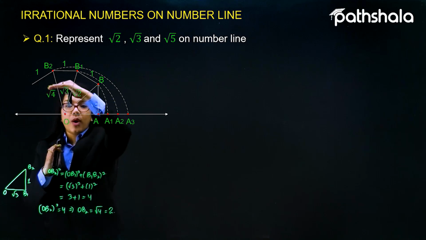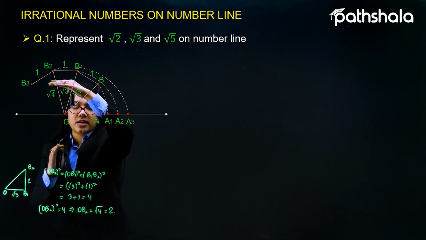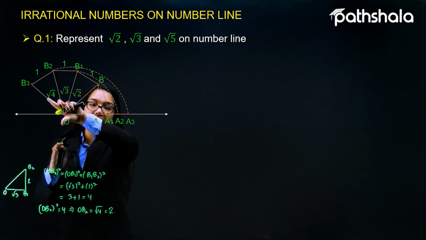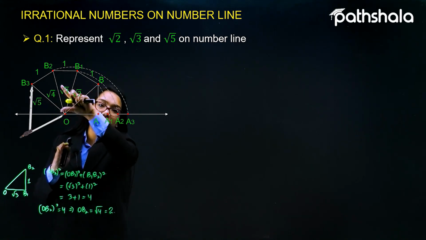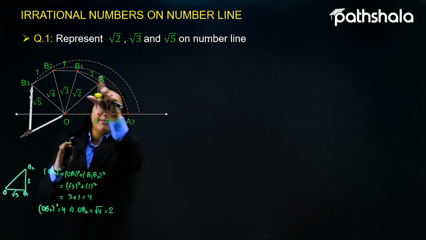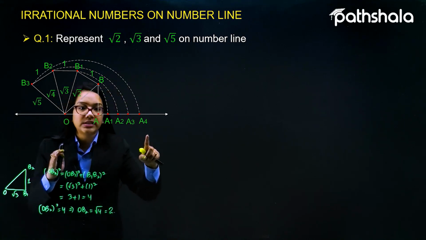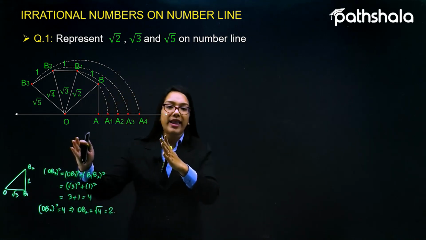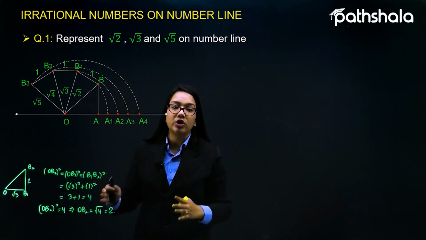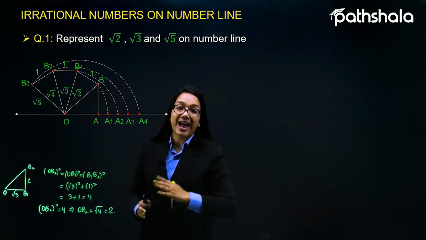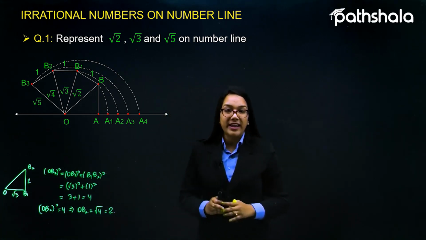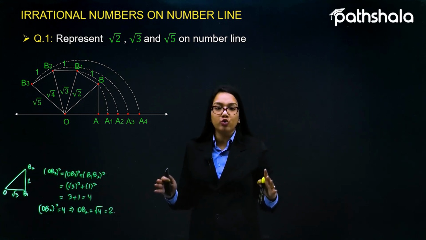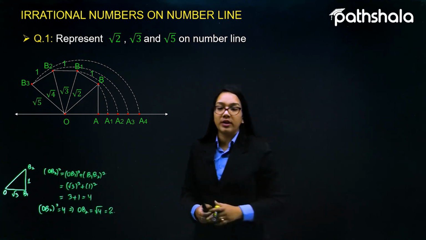Let's just have 1 unit perpendicular again over here, such that I'm calling it as B3. I'm joining OB3, taking OB3 as a radius. Now again using the compass, I am just making an arc over here. So this is nothing but A4. So this distance OA4 is actually root 5. So this is all about the representation of root 2, root 3, root 5 on the number line.